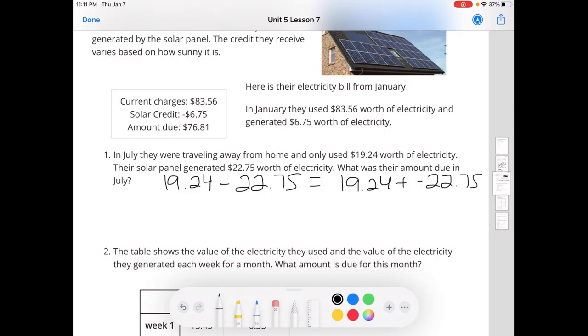Okay, so if I think of a number line and I'm at 19.24 on my number line, and I travel 22.75 units to the left, that negative tells me I'm traveling left, I would end up at -$3.51. So their amount due in July was -$3.51. Of course, you can't pay a negative balance, so that just means they had a $3.51 credit towards the next month left over.